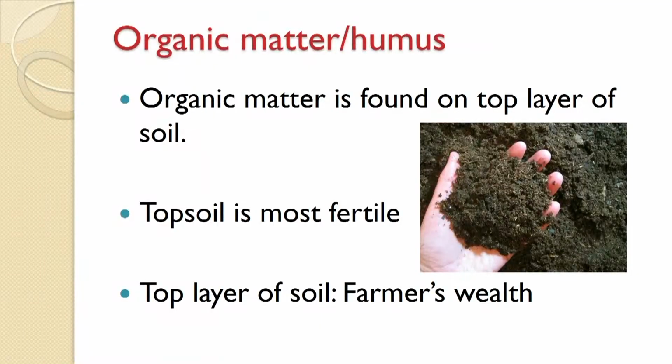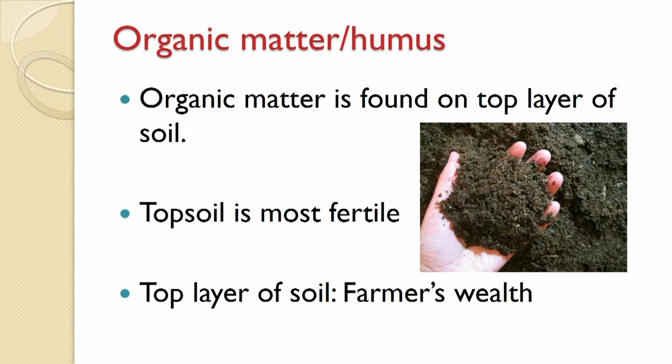Then comes the organic matter or humus of the soil. Soil organic matter is sometimes referred to as humus. This humus or organic matter is found in the top layer of the soil, because on the top layer plant leaves or twigs fall, and after some time, after decomposition with the help of bacteria and fungi, these plant leaves and twigs are converted into soil organic matter. That's why we can say that the topsoil is the most fertile.